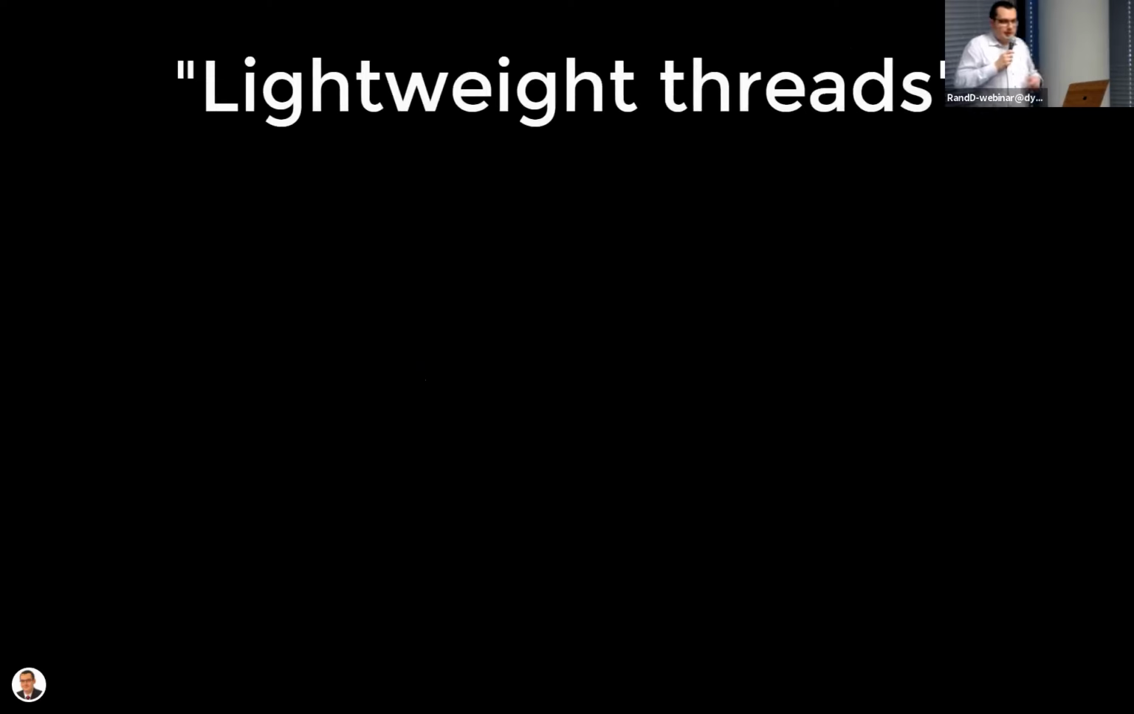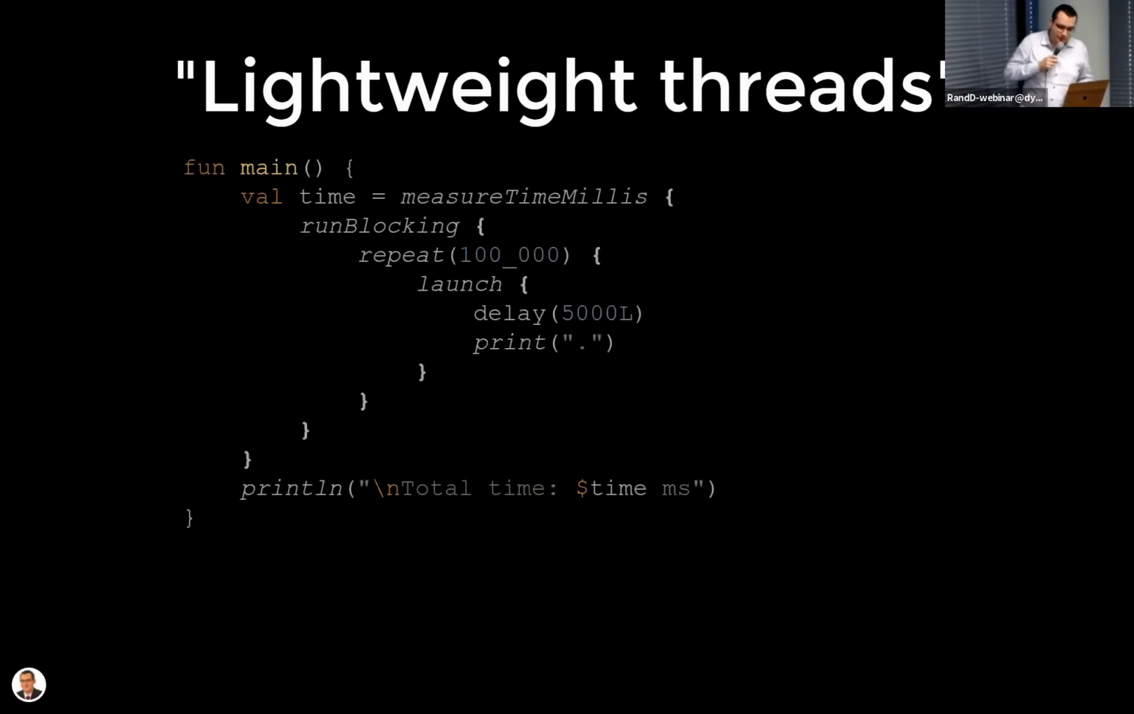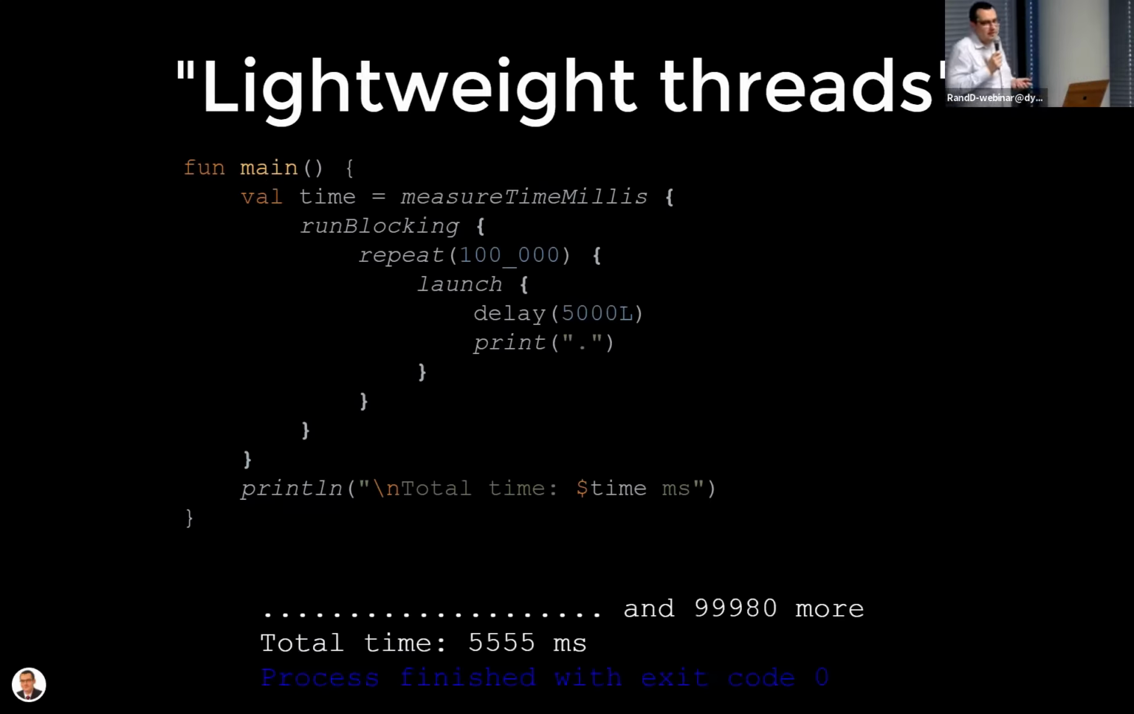Okay, and remember, like 10 minutes ago, I said that coroutines are lightweight threads. Let's try to run such code. Let's just create 100,000 coroutines and see what happens. Each one of them should just wait for 5 seconds and print a dot. If we run it in Kotlin, then it's working perfectly fine. It took 5.5 seconds on my machine, but it printed all the dots. I've counted. And that's pretty cool.